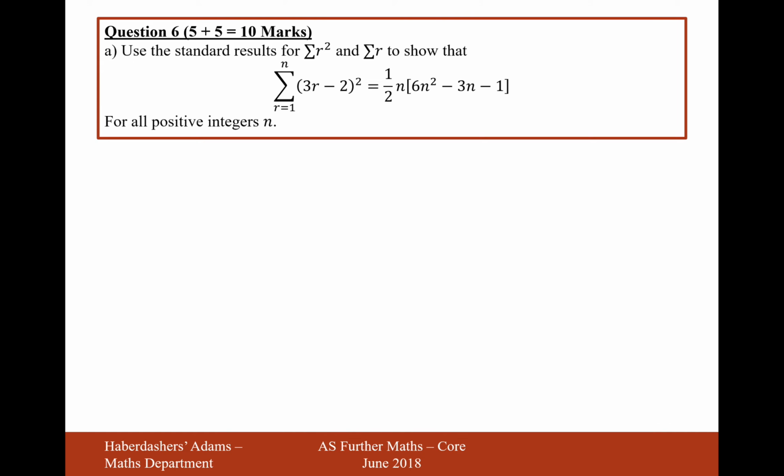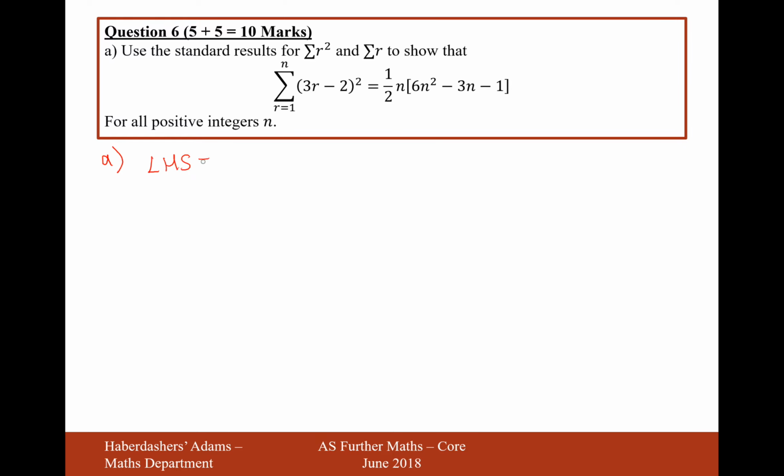Here we're looking at question 6. Using the standard results for the sum of r squared and the sum of r, show that the sum on the left is equal to the expression on the right. So let's start with the left hand side then.